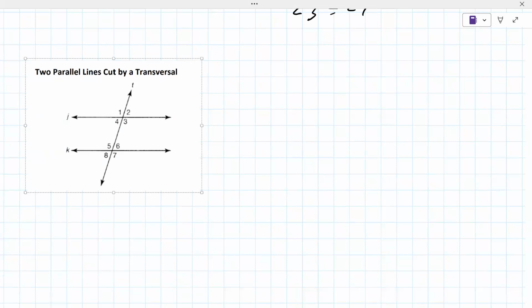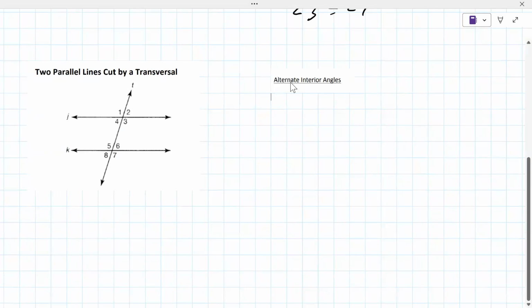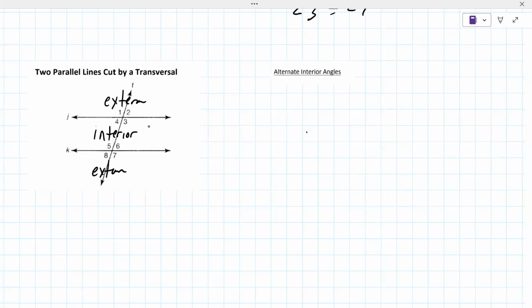Okay, let's continue here. Next grouping. There are two alternate interior angle pairs here. Can you give me either of them, please? This is alternate interior. 4 and 3. Okay, so we got a little issue. So here, let me label some things for you. This is considered the interior. This is the exterior. And then this line right here is called the transversal.